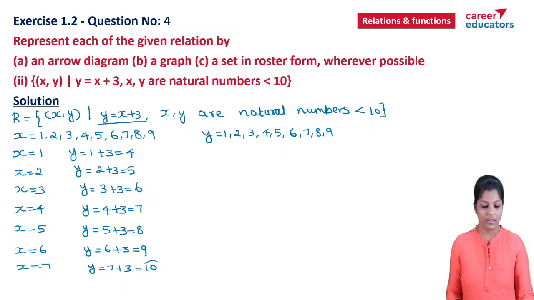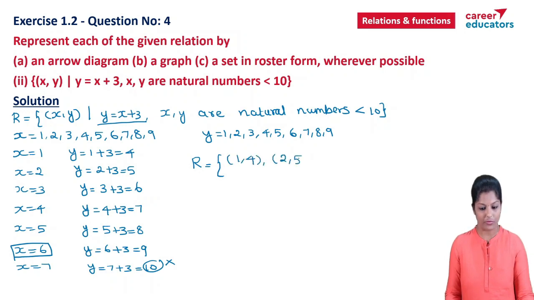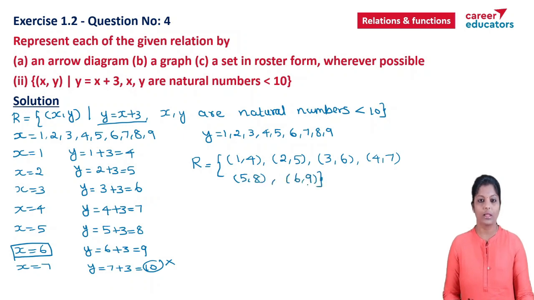But 10 is not an element of y. So we should consider up to x equal to 6. Now we got the relation R: (1, 4), (2, 5), (3, 6), (4, 7), (5, 8) and (6, 9). Next we have to represent this relation by arrow diagram.